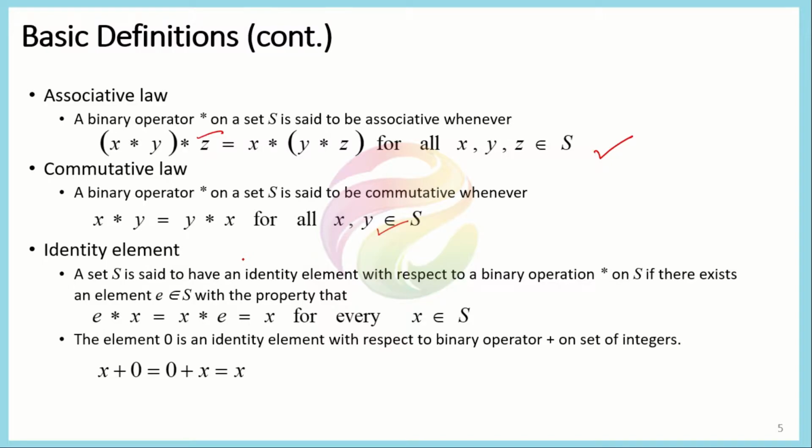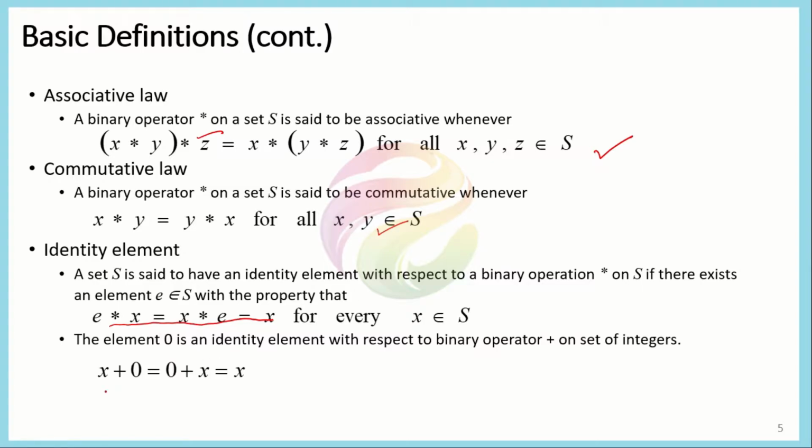Next is the identity element. A set S is said to have an identity element with respect to a binary operator on S if there exists an element E that belongs to the set S with the following property. If we apply that identity element on any particular element of set S, say x is an element from the set S, and the identity element E again results in that original element x, then we say that this is the identity element with respect to this set.